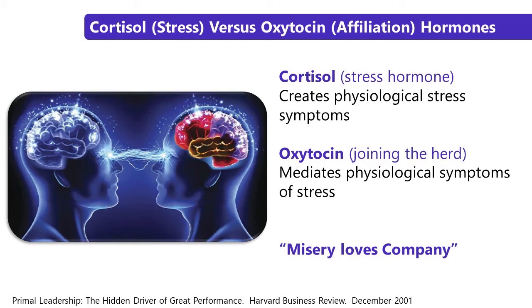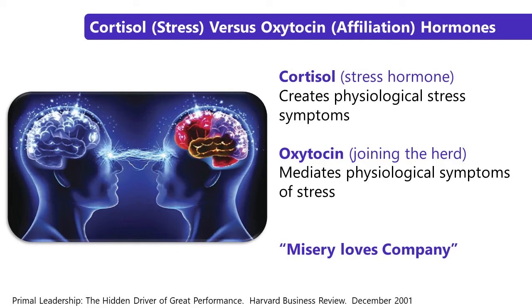And so when a problem happens in an implementation setting, our brains are experiencing a dump of cortisol. Now, when we're joining the herd, so think back to that metaphor that I gave you of the deer or the antelope in the meadow, we also get oxytocin engaged in our brains, which makes us feel safe. It kind of mediates the physiological symptoms of the stress.